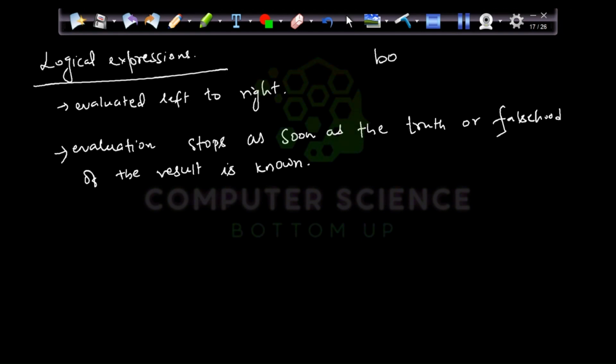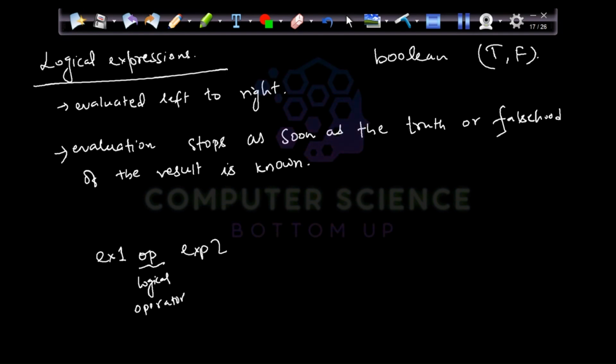Different data types. One of them is Boolean data, Boolean variable, and a Boolean variable will take 2 values, which is true and false. So in case of logical expressions, like this is expression 1, and then some operator, which is a logical operator, and then expression 2, then another operator 2, which is again one of the logical operators. So in a logical expression, the value of it is either true or false.